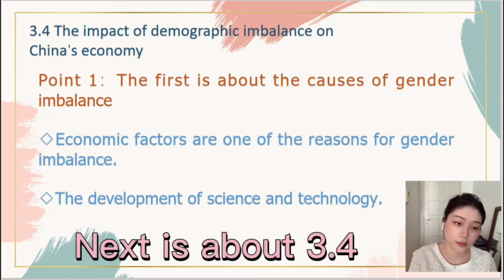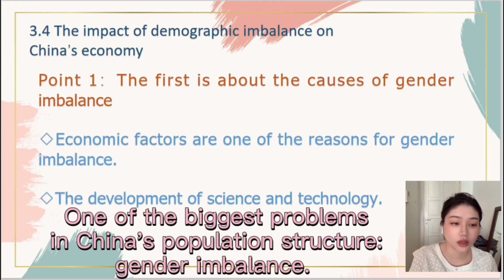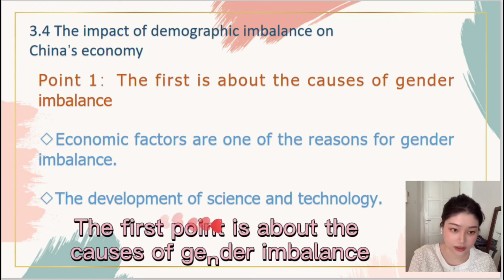Next is about 3.4, the impact of demographic imbalance on China's economy. One of the biggest problems in China's population and structure is gender imbalance. There are more men than women in China. And about 3.4, the first point is the cause of gender imbalance.